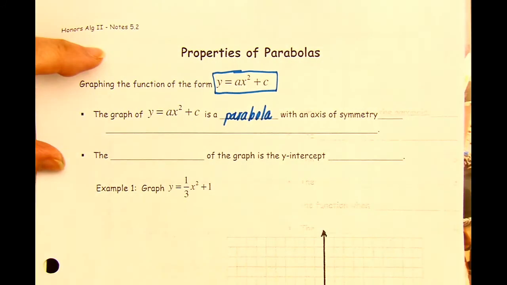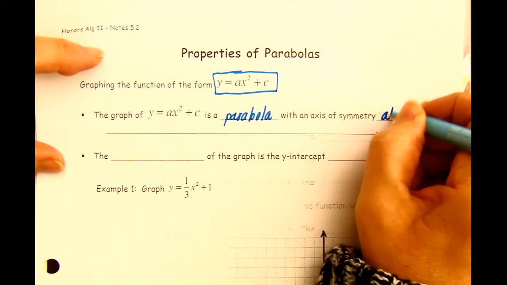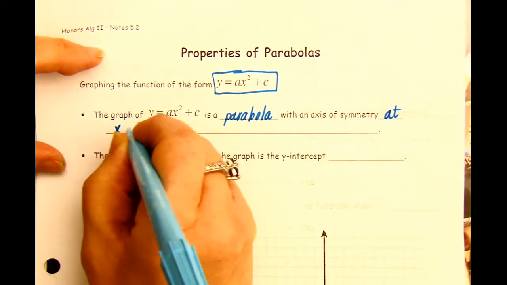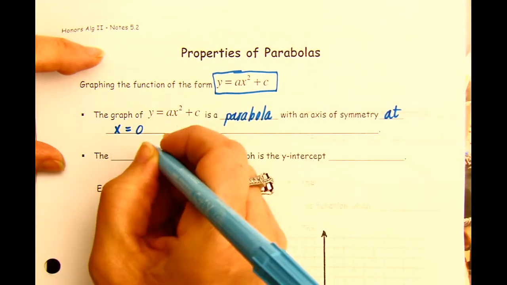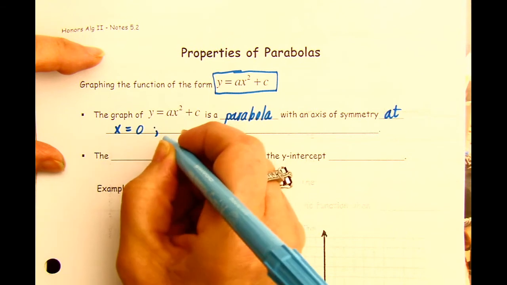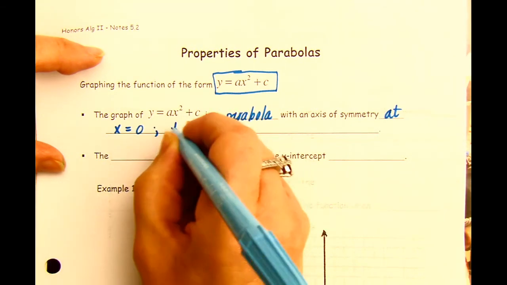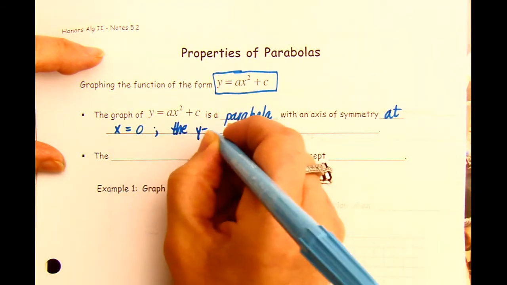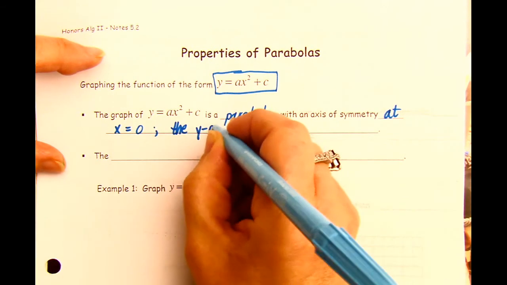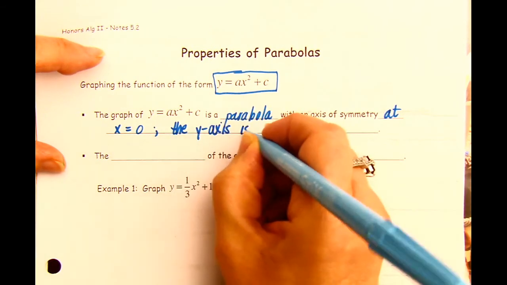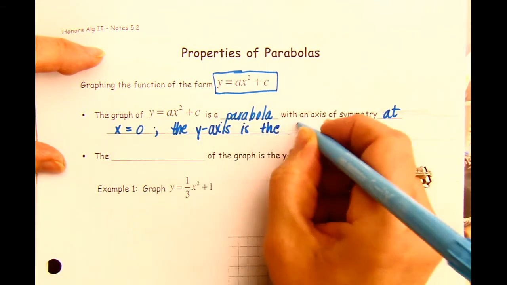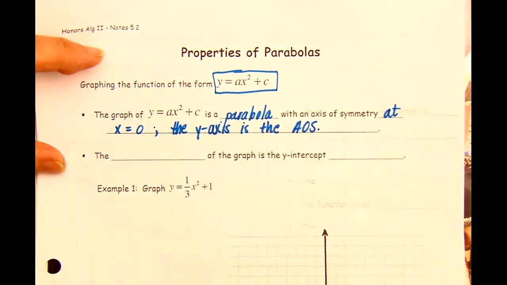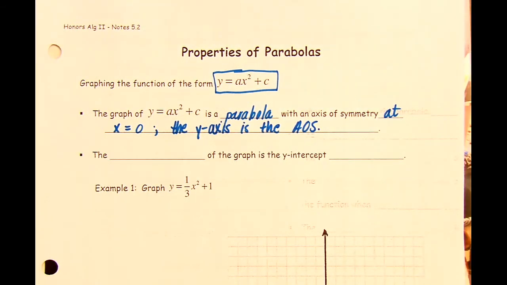With an axis of symmetry at x equals 0. The y-axis is the axis of symmetry. And I'm going to use AOS to mean axis of symmetry. Okay, so it is the y-axis that is the axis of symmetry when you have no middle term.